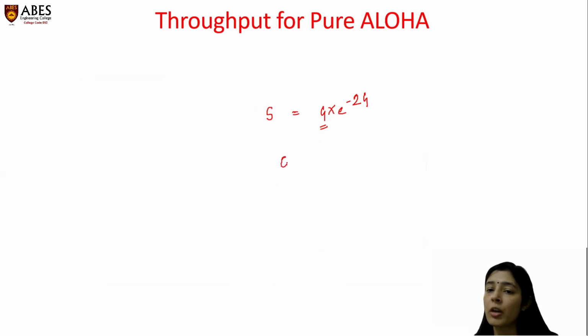Pure Aloha gives us the best throughput when G is 1 by 2, and the efficiency provided by the pure Aloha protocol is 0.184. It means out of all the frames sent by the stations altogether, a maximum of 18.4 percent of frames will successfully reach the destination. The rest of the frames will collide with each other and then be discarded. So this is the efficiency percentage provided by the pure Aloha protocol, and this is the formula via which we can calculate the throughput for pure Aloha.